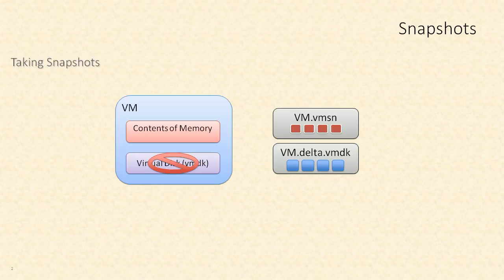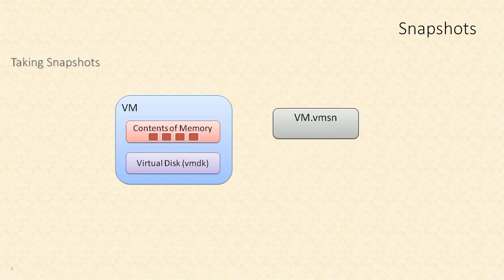When you decide to revert to a snapshot that you've taken, what happens is the contents of memory are copied from the VMSN file back into the running virtual machine. So now the contents of memory are the same as when you took that snapshot. The delta.vmdk is discarded, and the original virtual disk is no longer marked as read-only. And now we've gotten back to exactly where we were when we took that snapshot of our virtual machine.